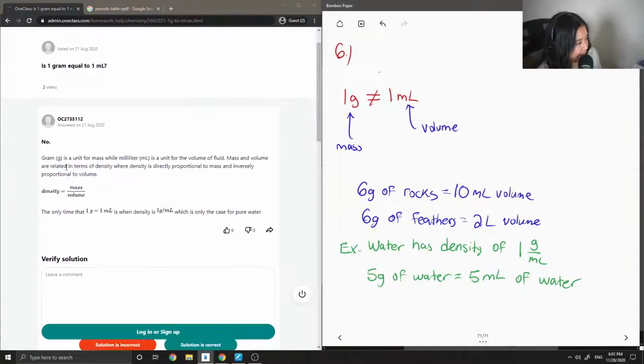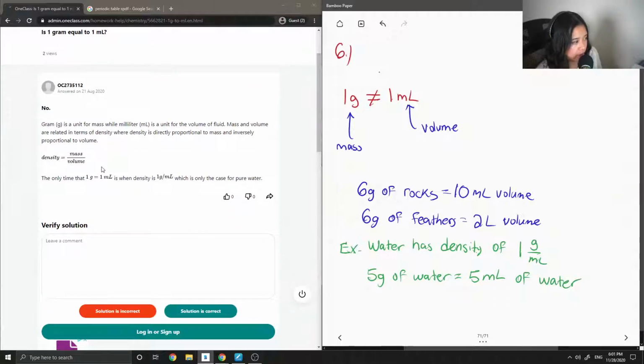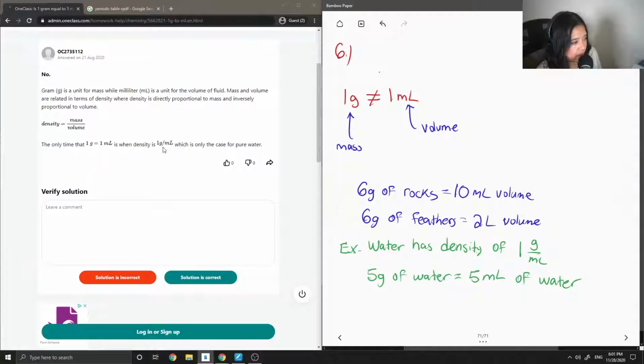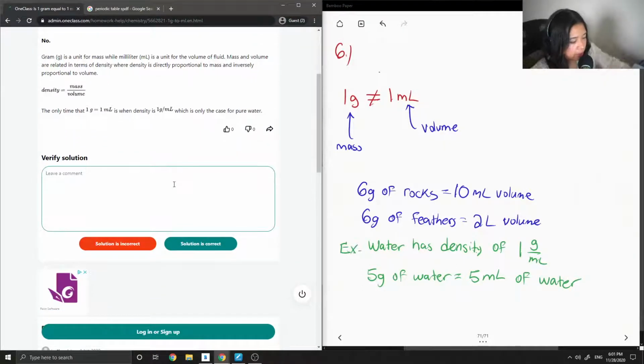No, gram is a unit of mass, while milliliter is a unit for the volume of liquid. Mass and volume are related in terms of density, where density is directly proportional to mass and inversely proportional to volume. Density equals mass over volume. The only time 1 gram is equal to 1 mil is when the density is 1, which is only the case for pure water. Yep, so the solution is correct.